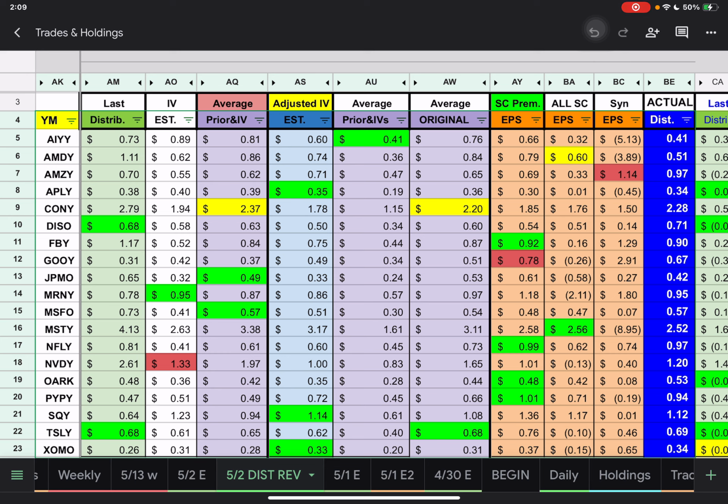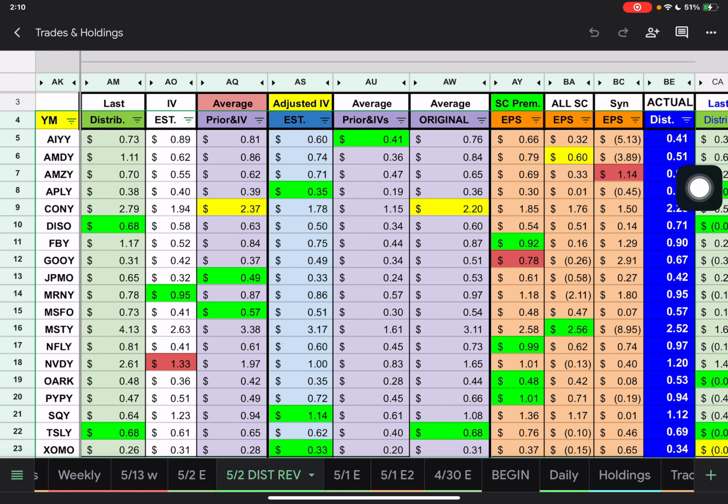we'll go through these. So, in column AM, this was just the last distribution amount. And then in AO here, this was based on a calculation based on the IV at the time of doing these. So it's not the beginning, the middle, or the weeks or anything, just the IV at the time we did this. And then this right here is the average of these two numbers, just to give an average. There's a range and then an average, whichever you prefer to look at.